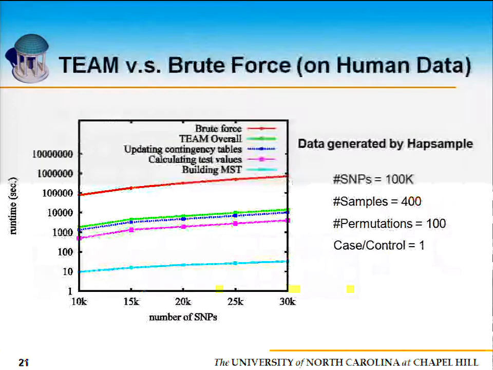So let me show you some results. This is a comparison between our algorithm and the previous approach using synthetic data. We generate data from a simulation, and the number of SNPs is 100,000 to 400,000. Half of them are cases, and we run 100 permutations. And the right shows the runtime of the previous approach.